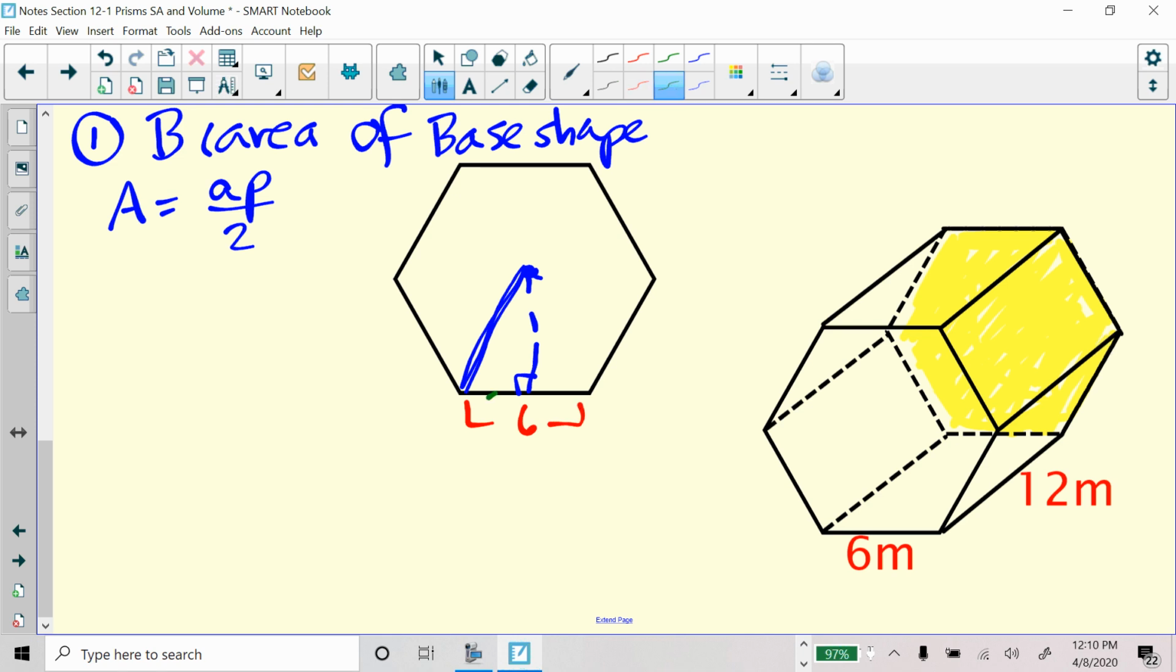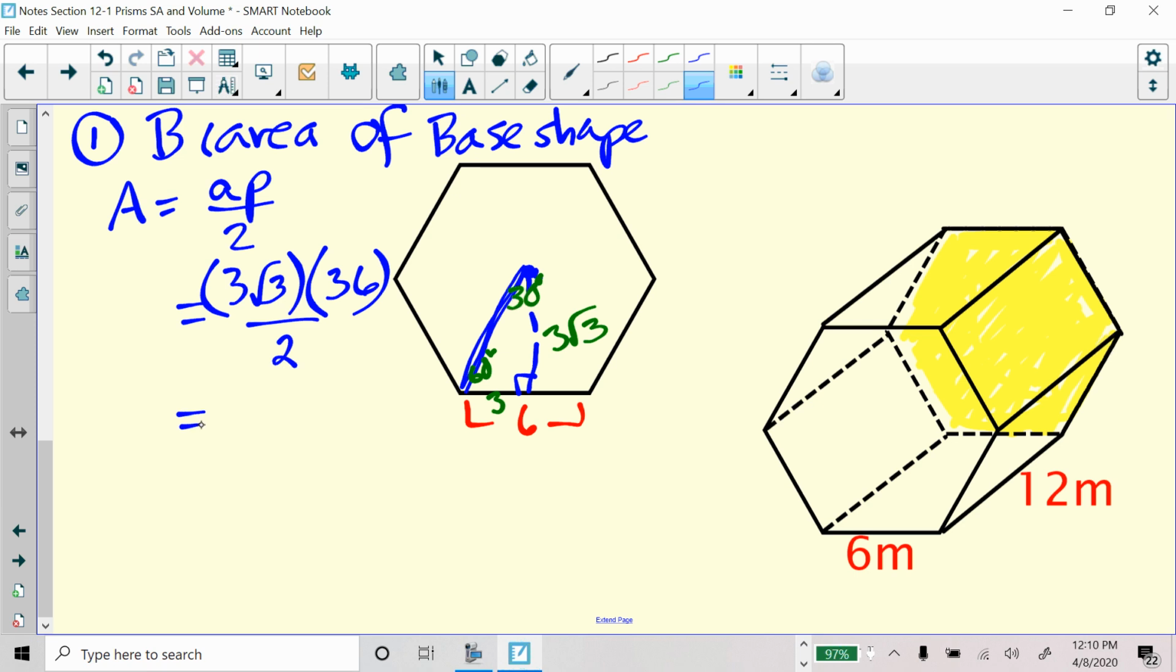Which means this must be 3, and this is 3 square root of 3 because 30 degrees is up here, 60 degrees is down here, right? So the apothem is 3 square root of 3. The perimeter is going to be 6 times 6 sides, which is 36, all divided by 2. When you simplify all that, you should get 54 square root of 3. Remember that this is our capital B, our area of the base shape, right? That's important when we're finding surface area and volume.